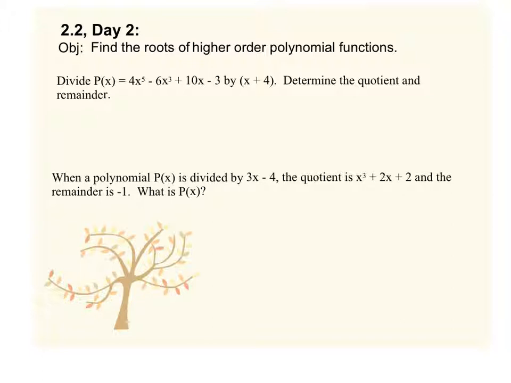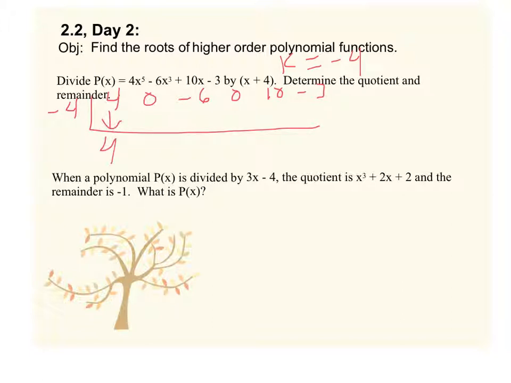We're going to practice it plenty, so I'm not going to work this one all the way through. All right, I have x plus 4, which is in the correct form to use synthetic division. So my value for k would be negative 4. That would be my divisor. And then I'm just going to use my coefficients. I'd use 4, 0, negative 6, 0, 10, and negative 3.